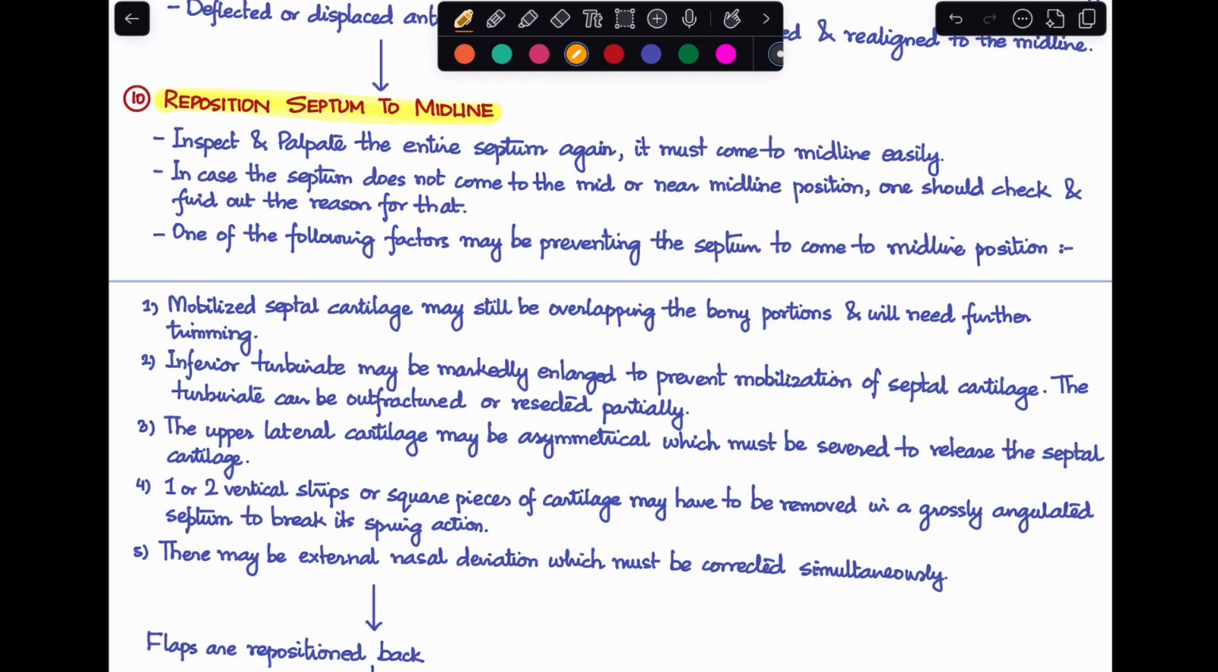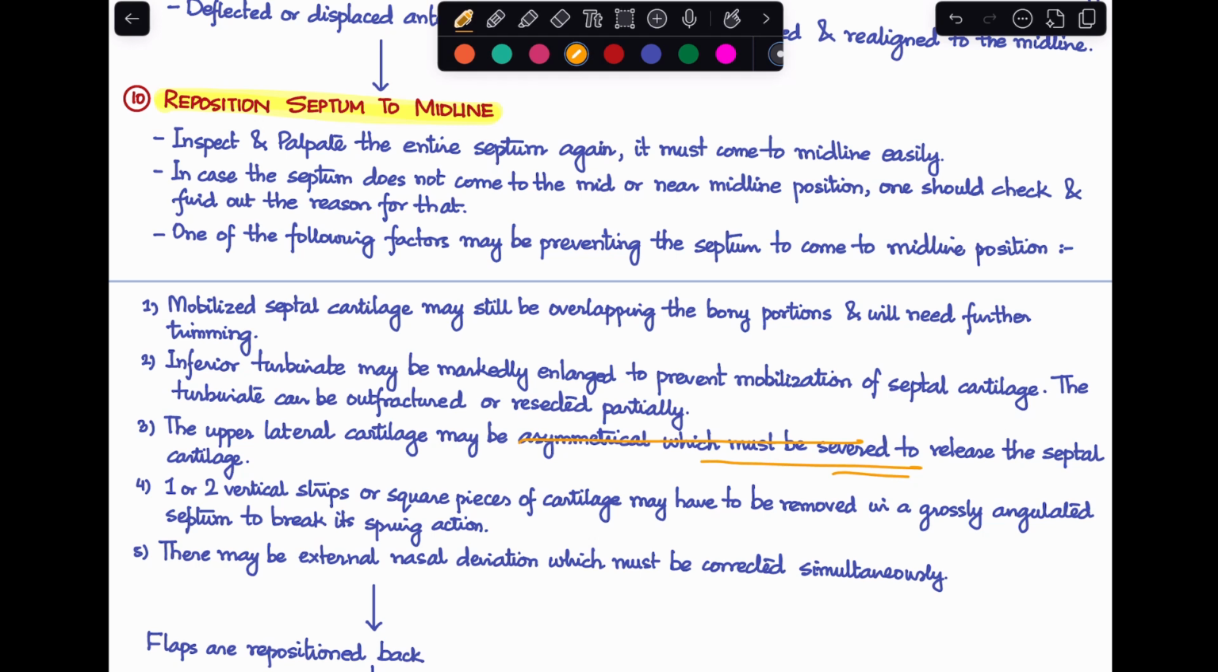Second, sometimes the inferior turbinate can be very large, and that might be preventing the mobilization of the septal cartilage. In that case, you have to outfracture the turbinate or resect it partially to create more space. Third, the upper lateral cartilage may be asymmetrical, which may be severed to release the septal cartilage.